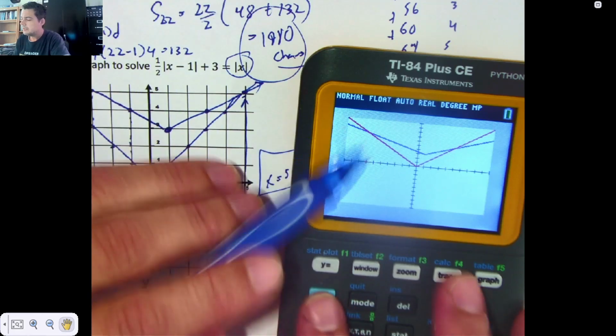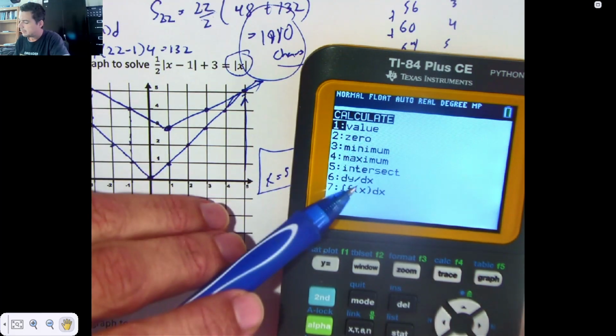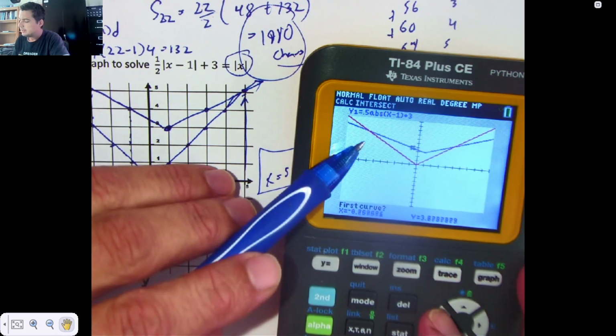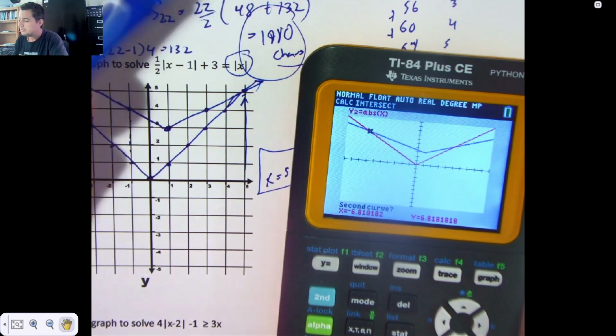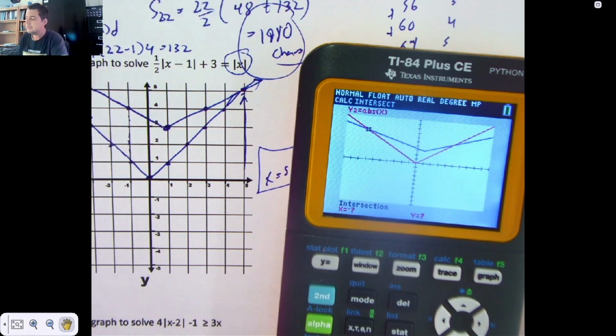Let's check and see if Milbrath's brain's working right. Second trace 5 for intersect. Take the cursor close. And once it's close, you press enter 1, 2, 3 times. And I was right. It's at -7.